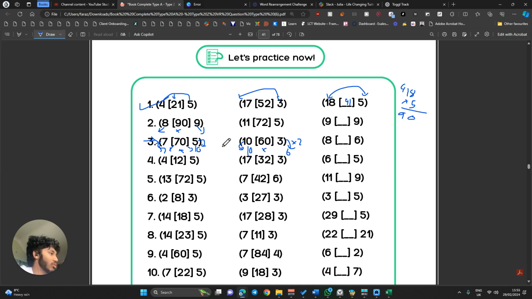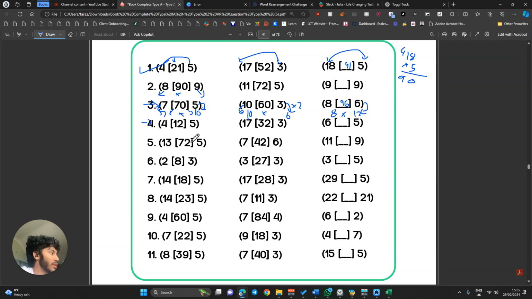And once the rule fits both of them, that means we can just apply it to here. So what we're going to do is times it by 2. It's going to give us 12, and we just have to do 8 times 12, and that will give us 90. So question 4, how do we get to 12 from 4 and 5?